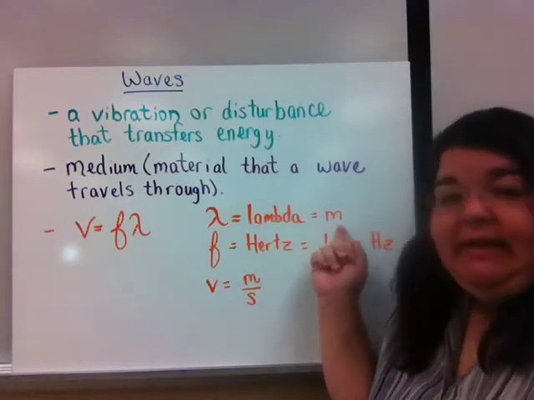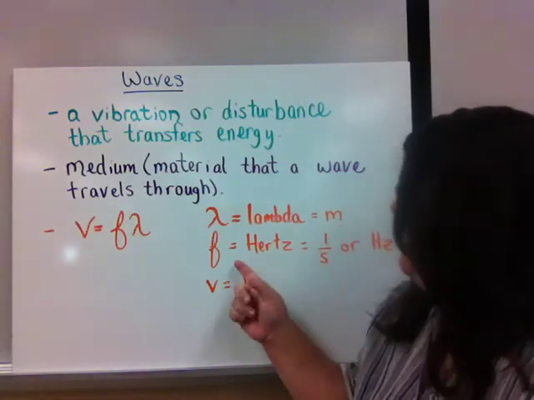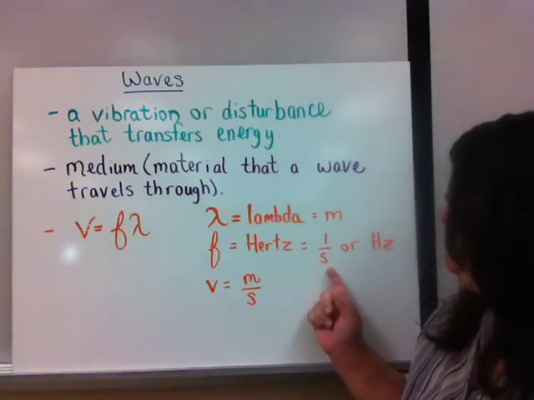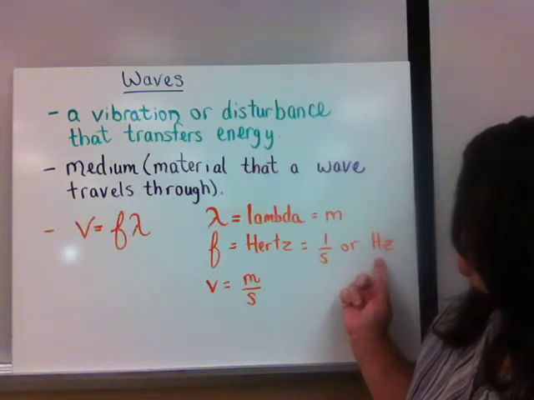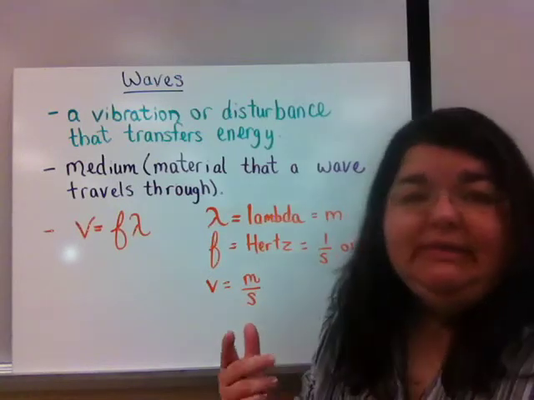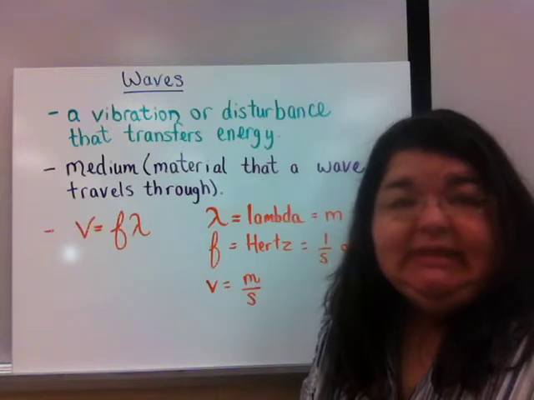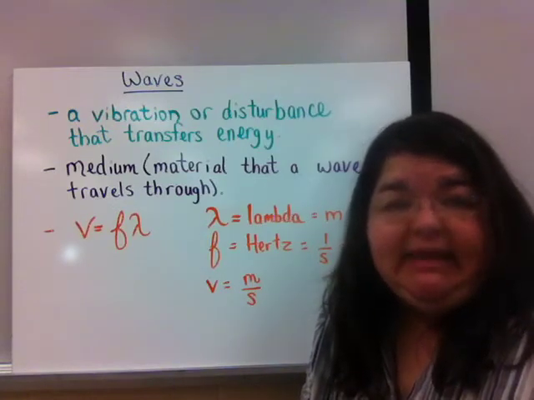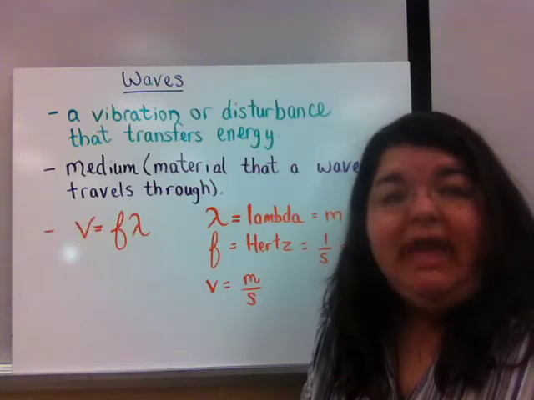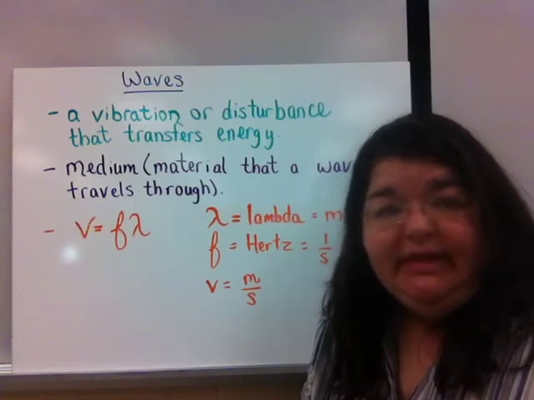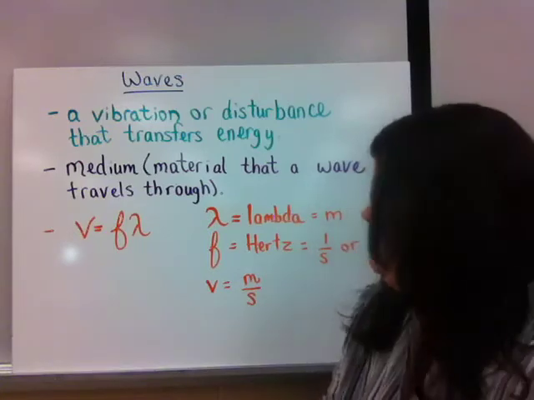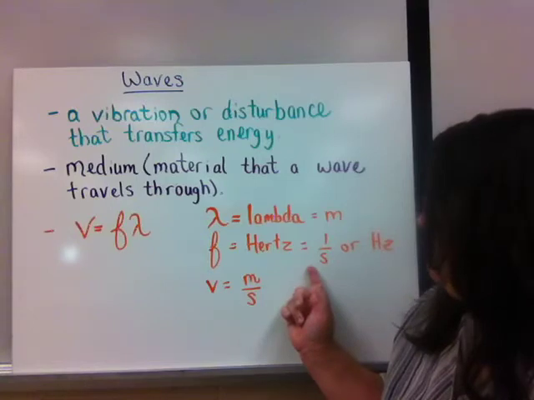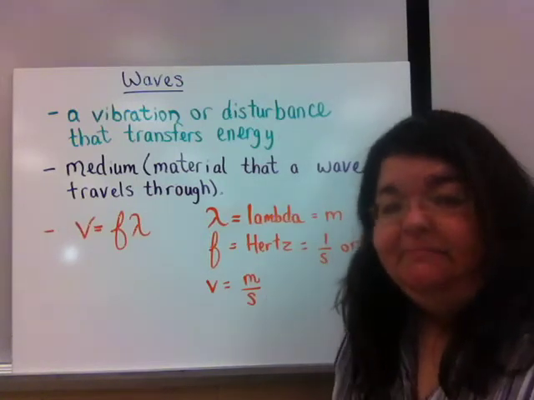Lambda will be measured in meters, that's the wavelength, and frequency is measured in hertz. Now a hertz is an inverse of a second, or we'll write it as Hz. Now what this frequency is telling us is how many waves pass by a given point in 1 second. So frequency is a measure of how quickly the wavelengths pass by. So we measure that in hertz. Now a meter times a 1/second is meters per second.